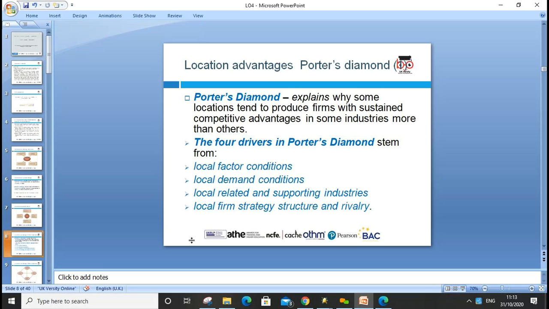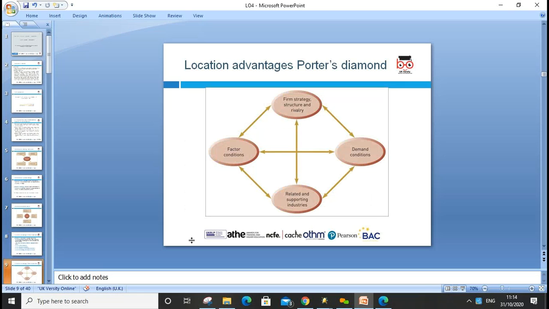Okay, then according to one of the great scholars, Michael Porter, he gave a model called the Porter Diamond model. It explains why some locations tend to produce firms with a sustainable competitive advantage in some industries more than others. There are four key drivers. Local factors can be the local labor workforce, local skills, local infrastructure, and local industry. All these can be locally related, along with supporting industry, firm strategy, and rivalry and competition in the industry, which we need to look at.